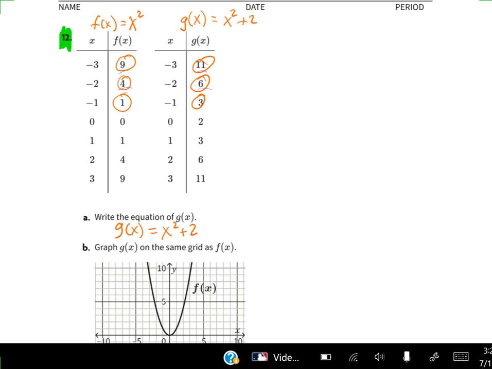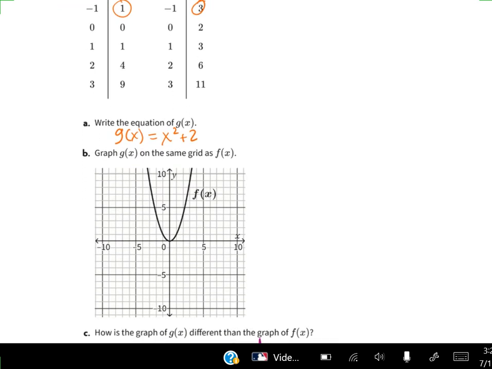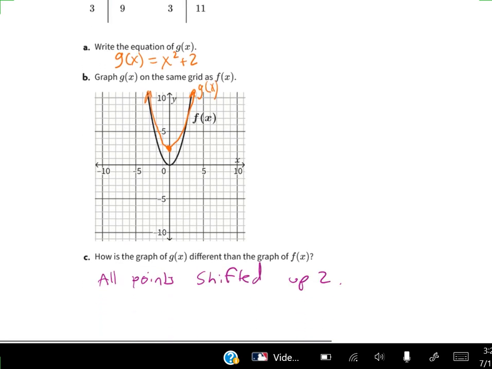Now, to sketch this graph, typically the easiest way to sketch a parabola or a translation of a parabola is just to grab the vertex and shift that and then sketch the parabola around it. So here we need to take the vertex that is normally at the origin and shift it up 2. And when we sketch this out, it should look something like this. This isn't perfect, but every point also gets shifted up 2. So that's pretty much our response to part C, is all points are shifted up 2.